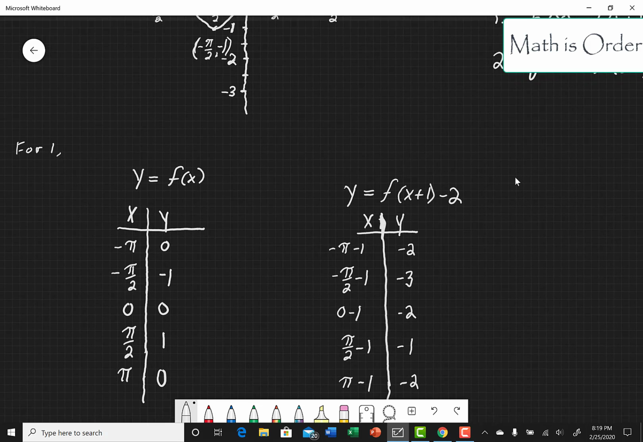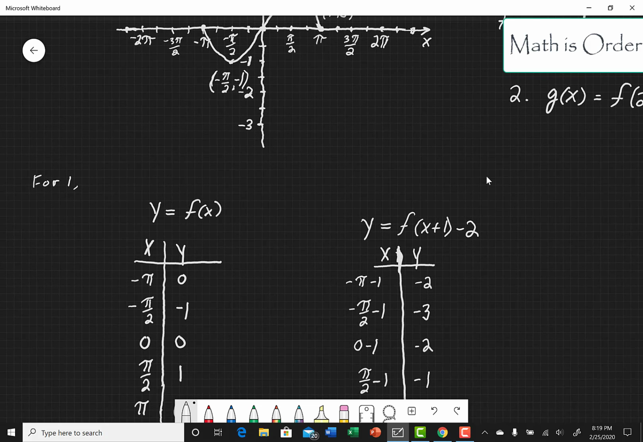And then after we perform the transformation, in other words, a shift to the left 1 unit, it takes all of the x coordinates and moves them to the left 1 unit. So negative pi then becomes negative pi minus 1. Negative pi over 2 becomes negative pi over 2 minus 1. 0 becomes 0 minus 1, and so on. And all of the y coordinates are shifted down 2 units. So 0 becomes negative 2, negative 1 becomes negative 3, and so on.